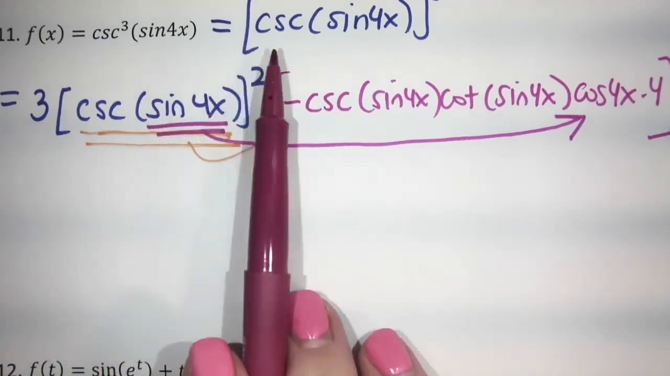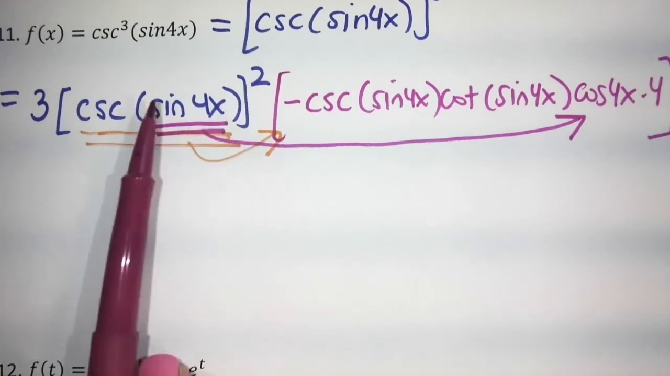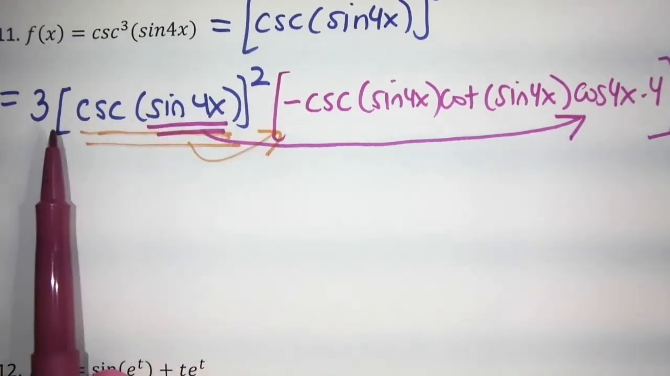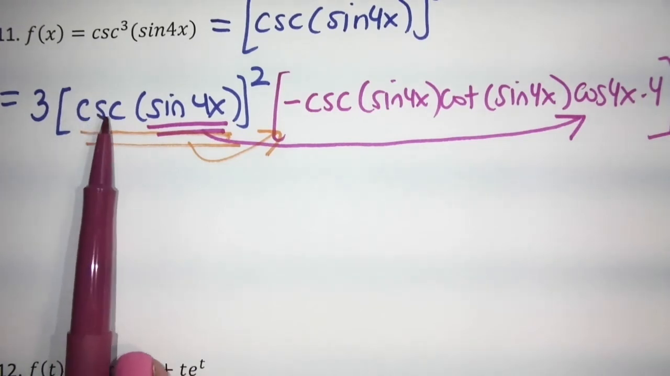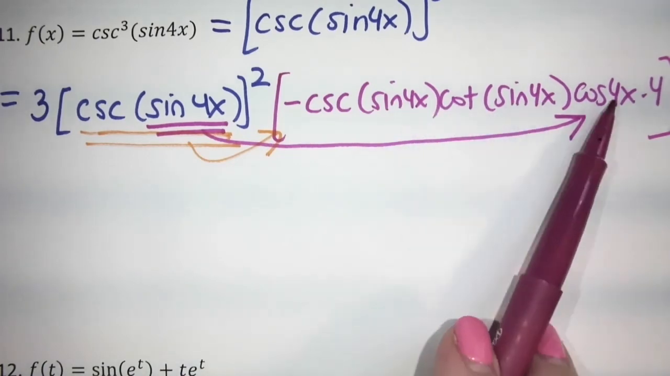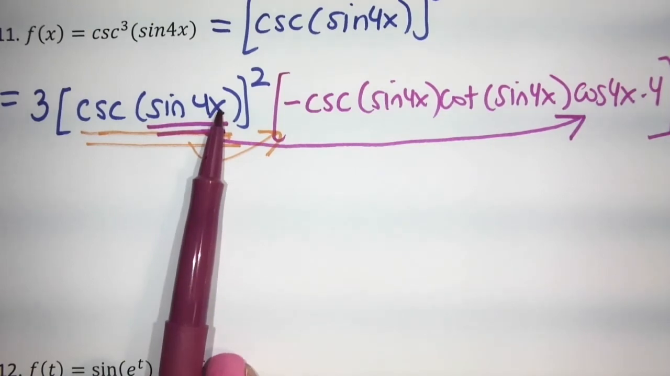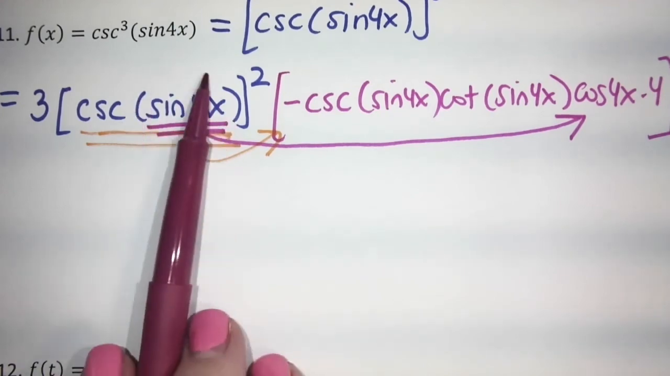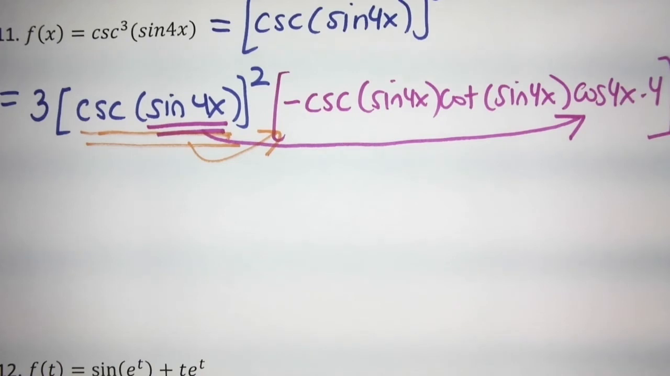So again, the derivative of something cubed would be 3 out in front, the something or the bracket to the 2, then times the derivative of this bracket. The derivative of cosec x is negative cosec x cotan x. So the derivative of cosec anything is negative cosec anything, cotan anything, times derivative of the anything. And the derivative of sine 4x, what's the derivative of sine of anything? Cos of the anything times the derivative of the anything. So the derivative of sine 4x is cos 4x times 4. And that's our derivative. And there's not a whole lot we can do with it.